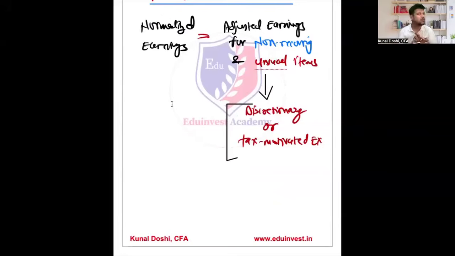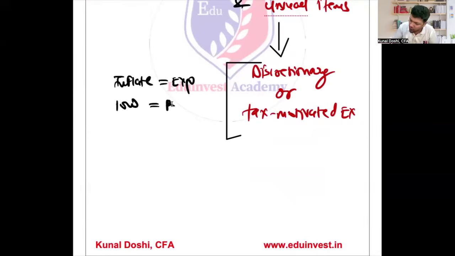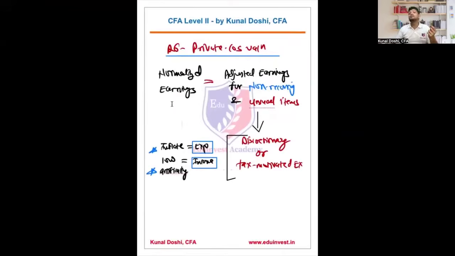So we might have to adjust for the rent or compensation. Basically, what do the companies do? They inflate the expenses so that they have to pay fewer taxes, or they artificially lower the revenue or income. This is what I mean by discretionary or tax motivated expenses, and this is what we need to adjust only in the valuation of private companies. We don't do that in the case of public companies, right?